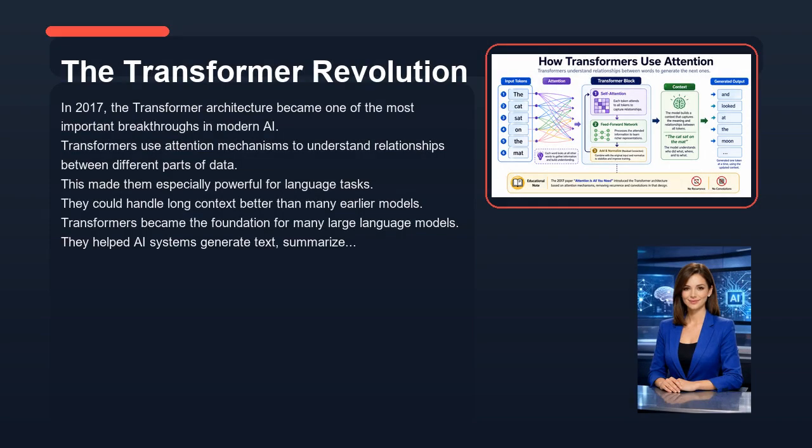Now let's look at the transformer revolution. In 2017, the transformer architecture became one of the most important breakthroughs in modern AI. Transformers use attention mechanisms to understand relationships between different parts of data.